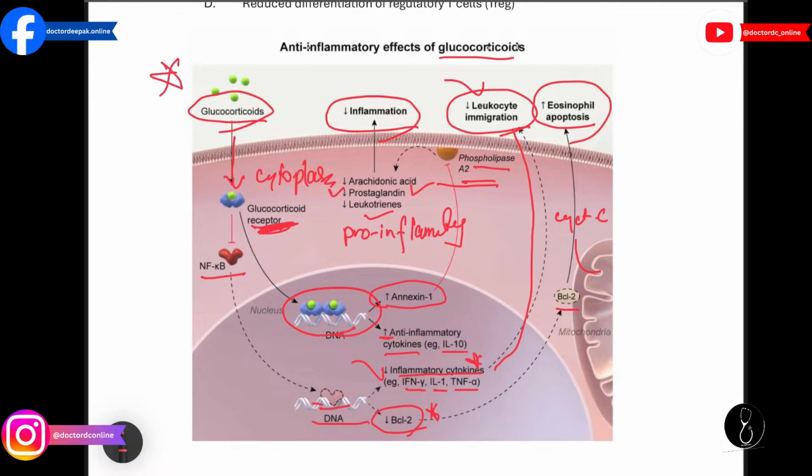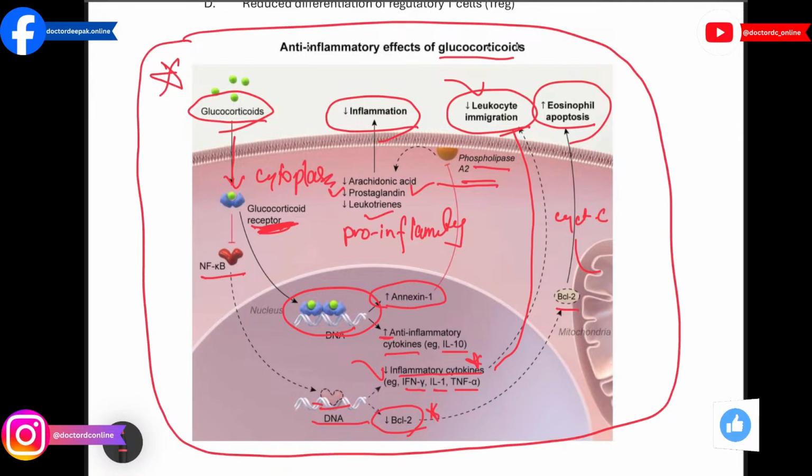These are all the mechanisms you guys should know about steroids. Whenever anyone is taking a steroid for its anti-inflammatory effect, they attach to their receptor present in the cytoplasm, go to the nucleus, and inhibit the transcription of genes. They decrease inflammatory cytokines, increase anti-inflammatory cytokines like interleukin 10, and decrease BCL2, which causes apoptosis of eosinophils, T cells, and monocytes, and also impairs macrophage activation and neutrophil migration.